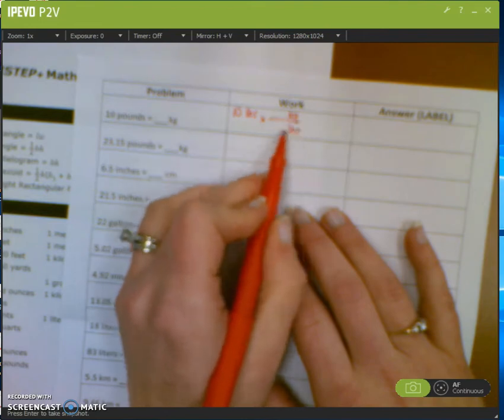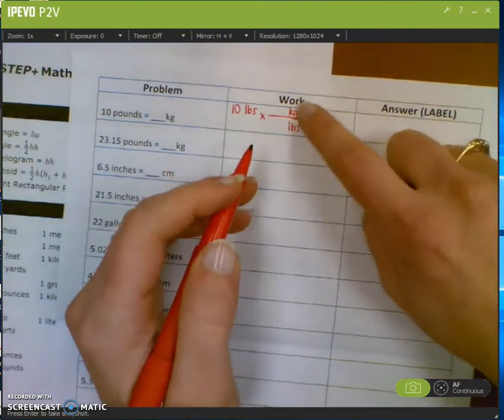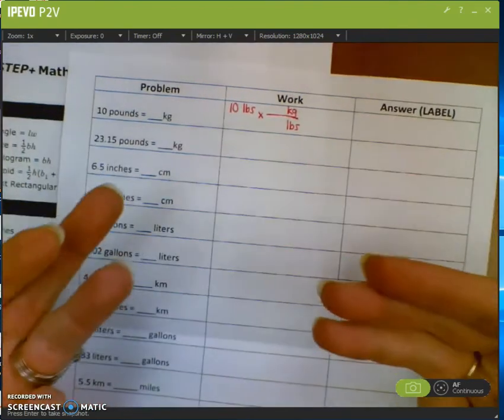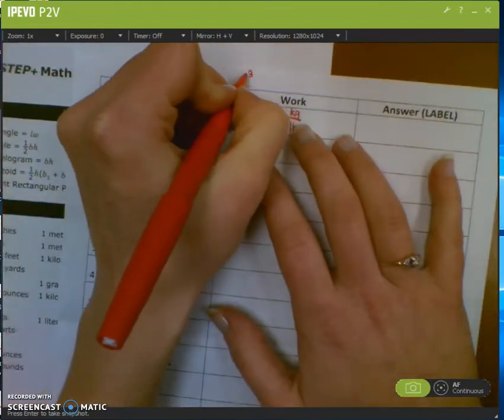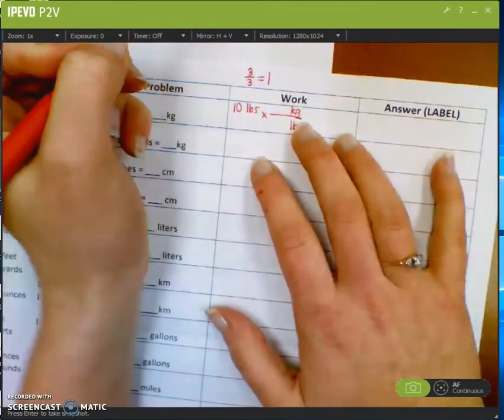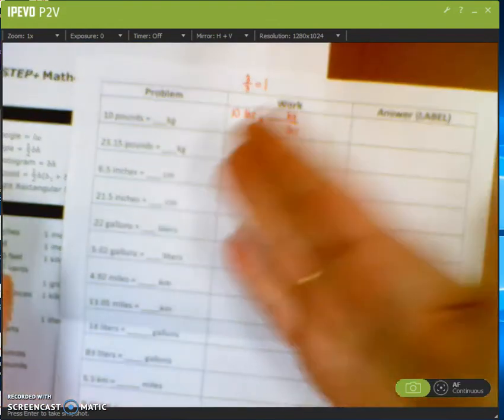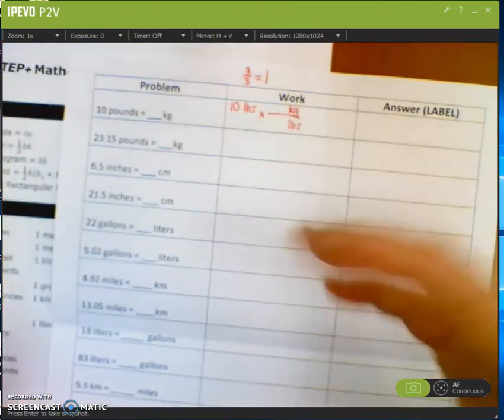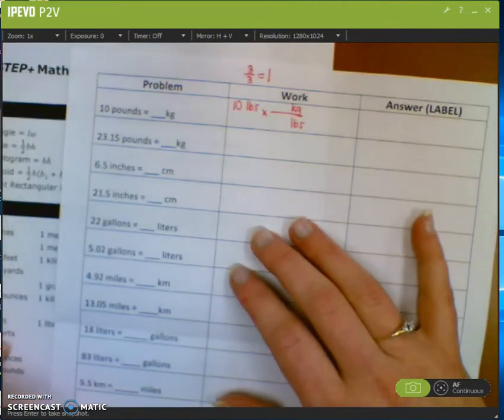And this is just like multiplying by 1, because these two things are equal, just like 3 equals 3. When I put 3 over 3, that equals 1, and anything times 1 is always itself. 10 times 1 is 10. So I'm going to multiply by a conversion factor.